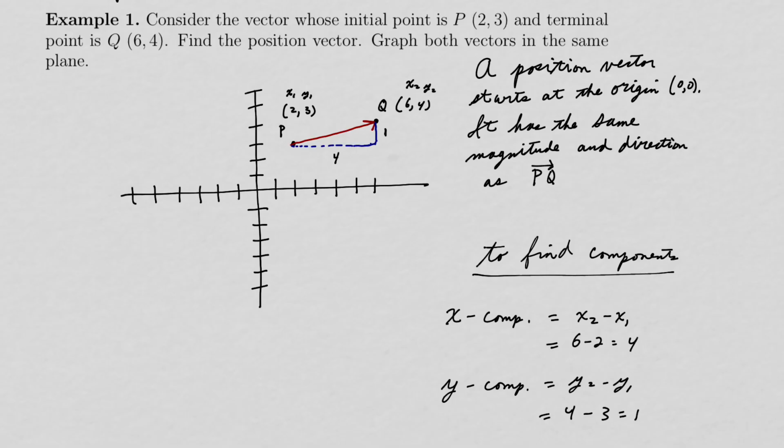Okay, I can call this vector PQ, right? It's going from P to Q. There should be an arrow there. We could also name it V if we want. So let's draw the position vector. The position vector is going to start at the origin. And again, it's going to have an x component of 4. So I'm going to move 4 to the right and then up 1, a y component of 1. So it's going to look like this.